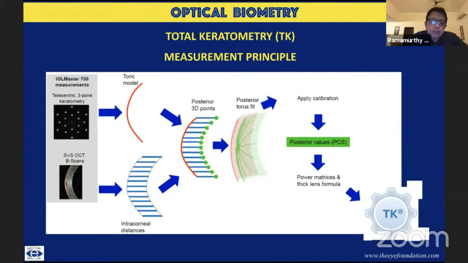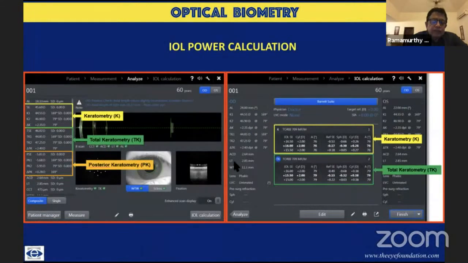Now with the IOL Master 700, because of the OCT principles, you are able to measure the anterior corneal curvature very precisely, and then get an idea of the corneal thickness, because of which you are able to exactly arrive at the posterior corneal curvature, and because of which you get a posterior torus fit, which is incorporated in the formula that is available for the intraocular lens power calculation. That's the reason that the IOL Master 700 gives you all these readings.